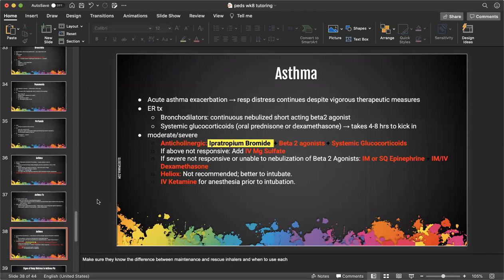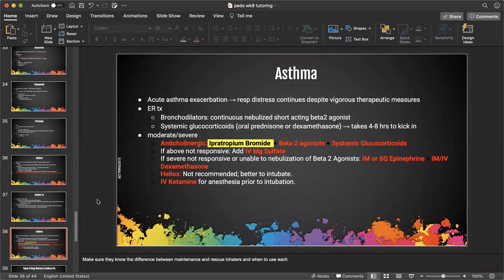So for an acute asthma exacerbation, respiratory distress continues despite vigorous therapeutic measures. For the ER treatment, they'll give bronchodilators, so a continuous nebulized short-acting beta-2 agonist. They can also give systemic glucocorticoids, like oral prednisone or dexamethasone. But the only thing with those is they take 4 to 8 hours to kick in.